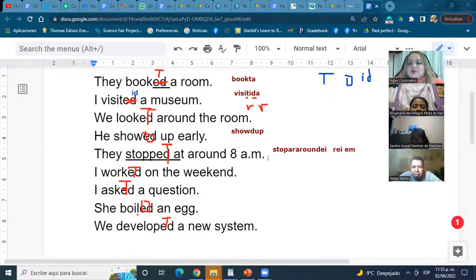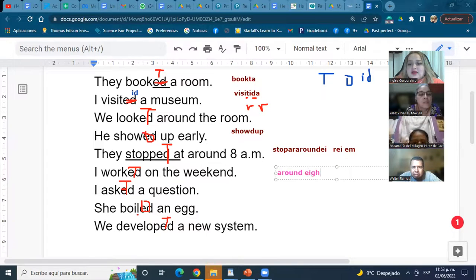Y las D y T intervocales, o sea, rodeadas de vocales, se pronuncian como R in American English, okay? Las T y las D rodeadas de vocales, okay? So look, around 8 a.m. Around 8 a.m., okay?